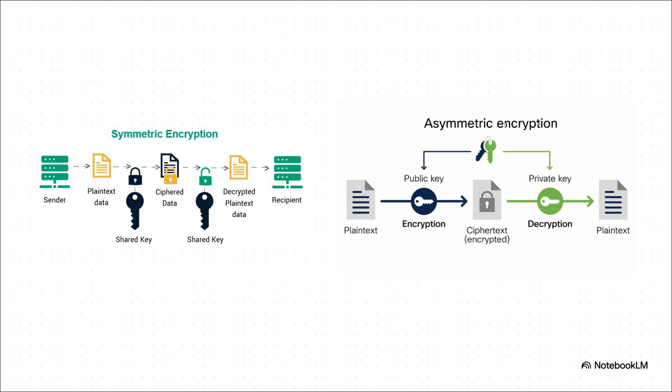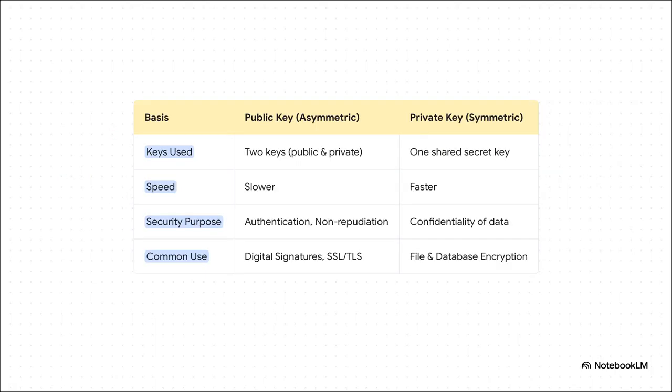But then you've got asymmetric, and this is where the magic really happens. Imagine you have a mailbox with a slot. Anyone can drop a message in. That's the public key. But only you have the special key to open the box and read what's inside. That's your private key. Now, these two methods have totally different jobs. That simple one-key system, it's fast and it's great for just keeping stuff secret, like encrypting your hard drive.